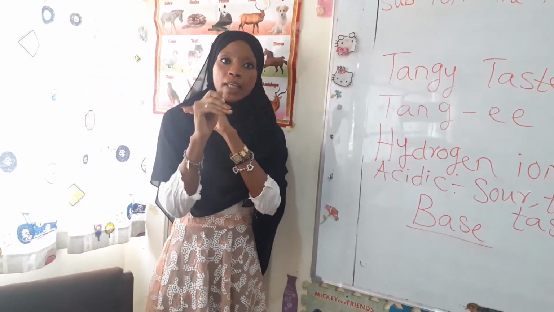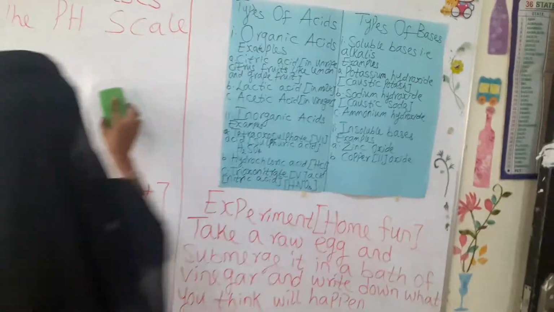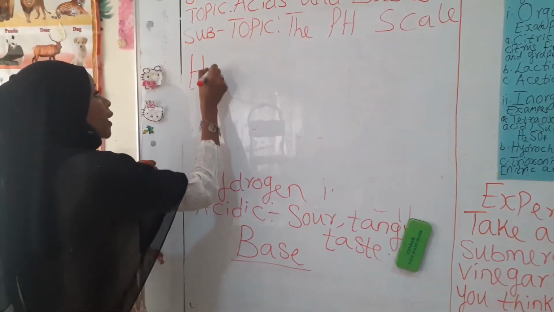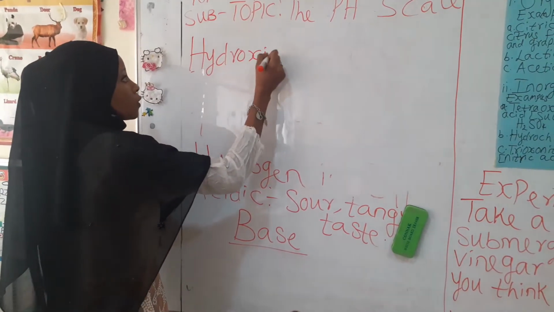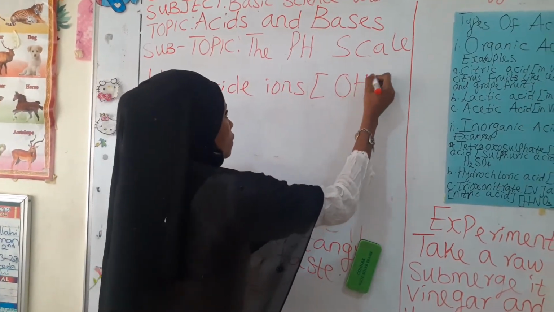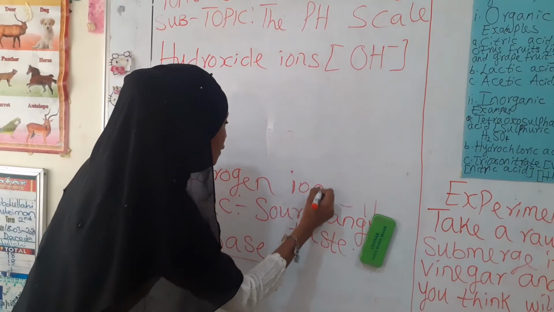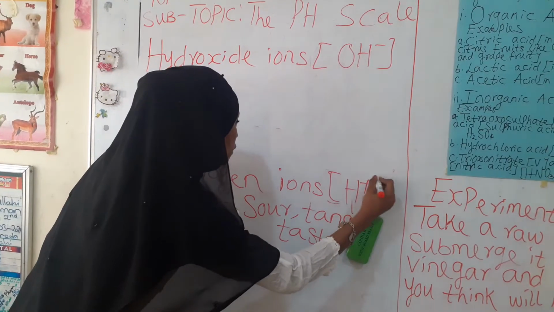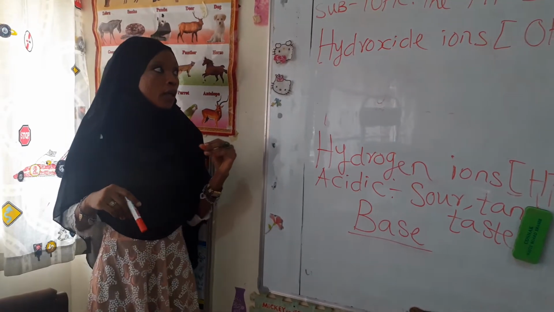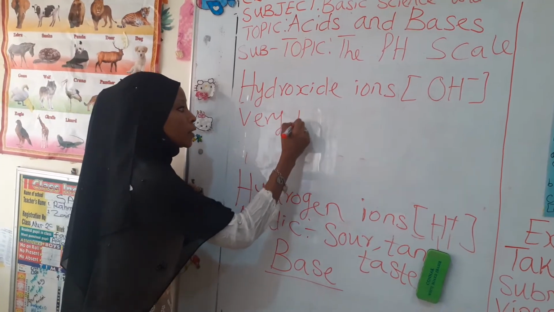That's because baking soda is basic in nature, and basic substances contain hydroxide ions. Remember I said acids contain hydrogen ions, whereas bases contain hydroxide ions. And that means in food it will taste very bitter.